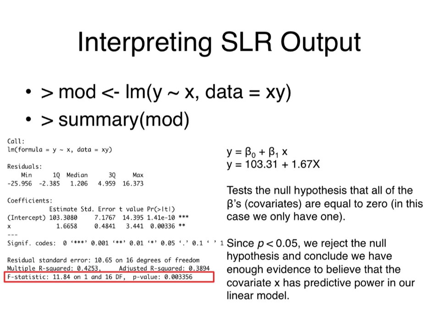The F statistic tests the null hypothesis that all of the betas for the covariates or explanatory variables are equal to 0. In this example, we only have one covariate or explanatory variable. Since our p-value is less than 0.05, we reject the null hypothesis and conclude that we have evidence to believe that the covariate x has predictive power in our linear model.